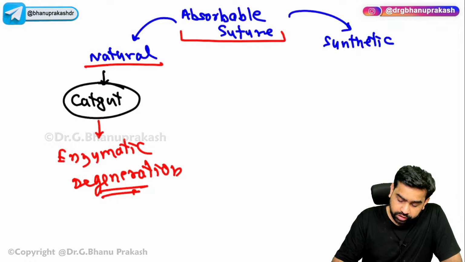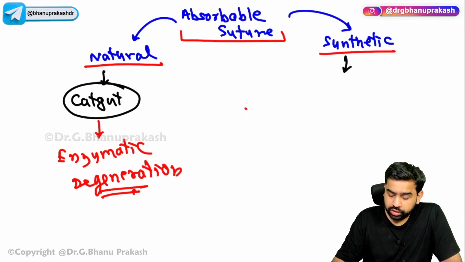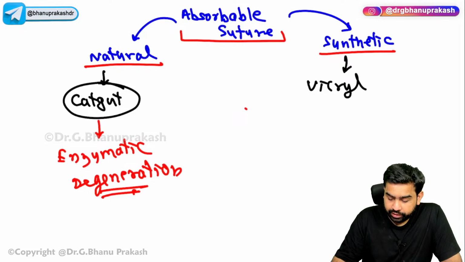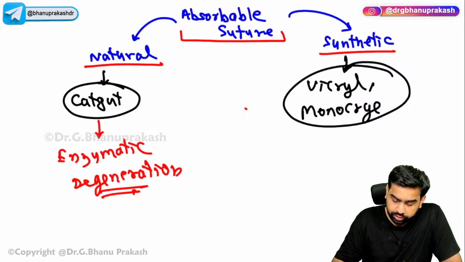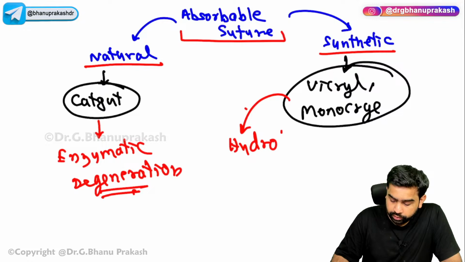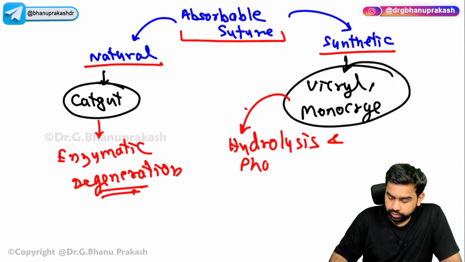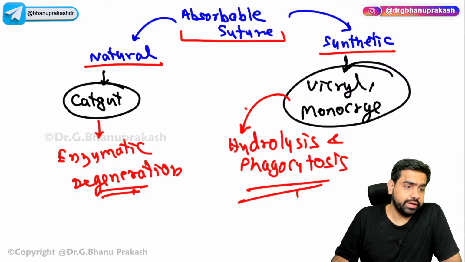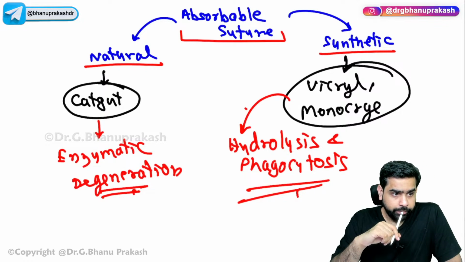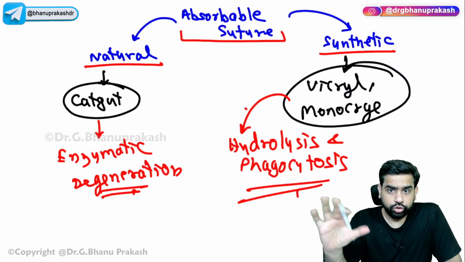On the other hand, the synthetic absorbable sutures are what? We talked about the vicryl, we talked about the monocryl, right? These are absorbed by the process of hydrolysis and phagocytosis. Please try to understand over here. This is how the absorption of these particular things takes place.